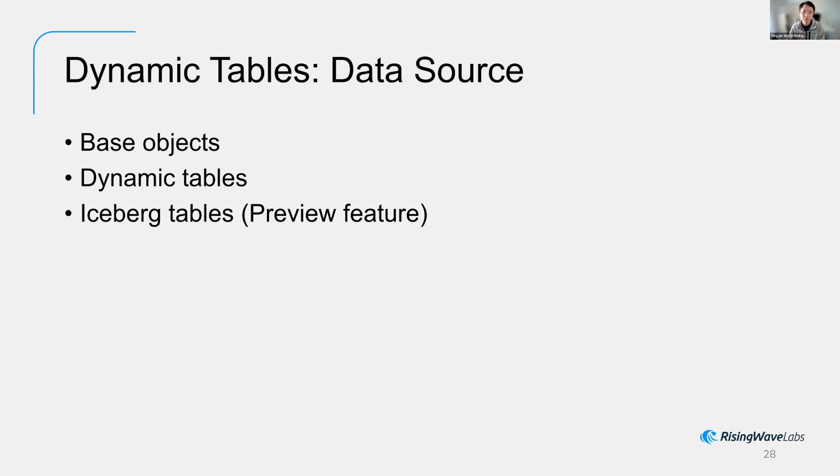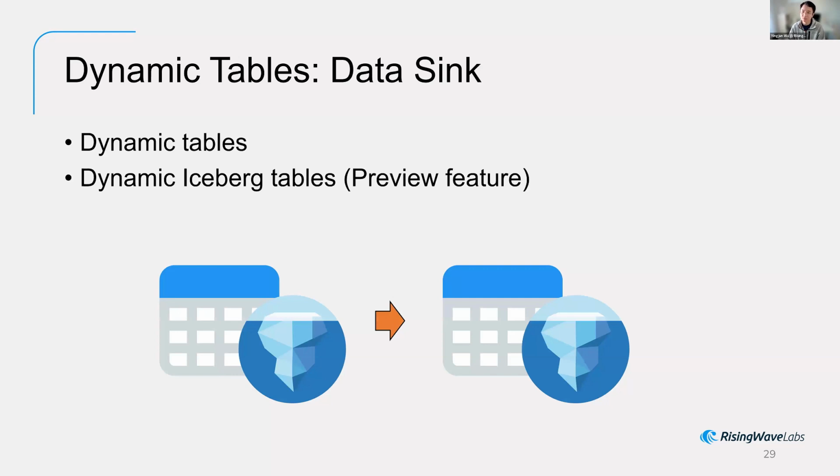And what about the data sink? After computation, where can I send the data to, right? There are two destinations. The first one I just mentioned: dynamic tables. You can consume the data from a dynamic table, do computations, and then store the result into another dynamic table. So that's the first sink destination, and the second destination is dynamic Iceberg tables. Basically, if you have a table stored in Iceberg format, you can do computations and then dump the result into another Iceberg table.